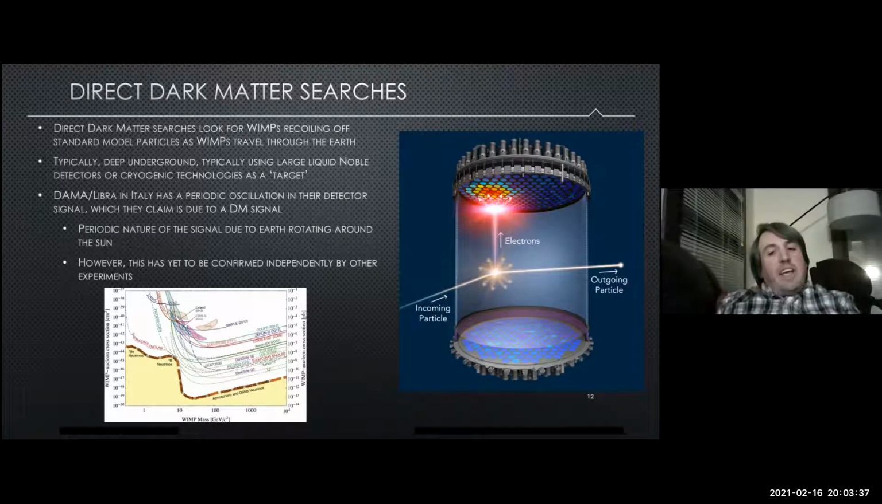And you would see the ricochet, and then you see the light come off of that, and then you would be able to hopefully measure that. And it should say that there has been a signal found by one experiment, DAMA/LIBRA in Italy, which they claim is due to a dark matter signal.